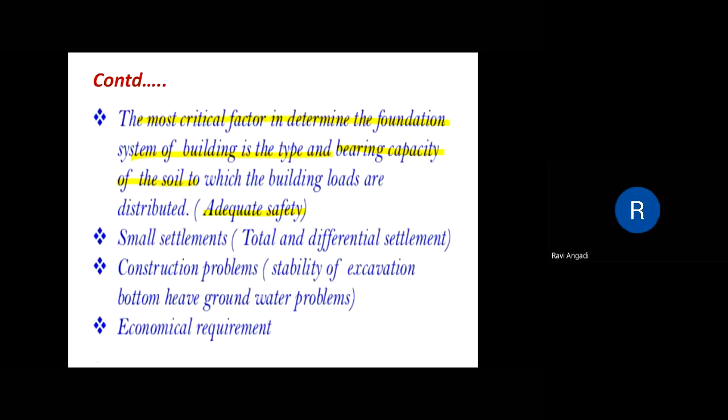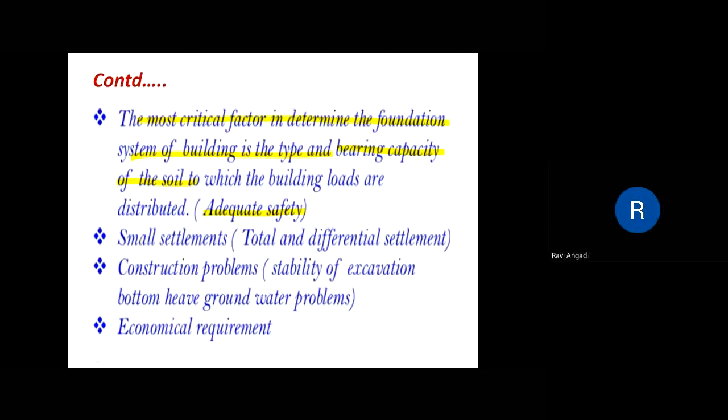Then whenever foundations are designed, they should give smaller settlements. They should not settle more. That is, the total and differential settlement should be very small. We also come across some construction problems, and those are also to be taken into account while designing the foundations. They are the stability of excavation, bottom heave, and also the groundwater problems you may come across. These are the requirements for the foundation design.